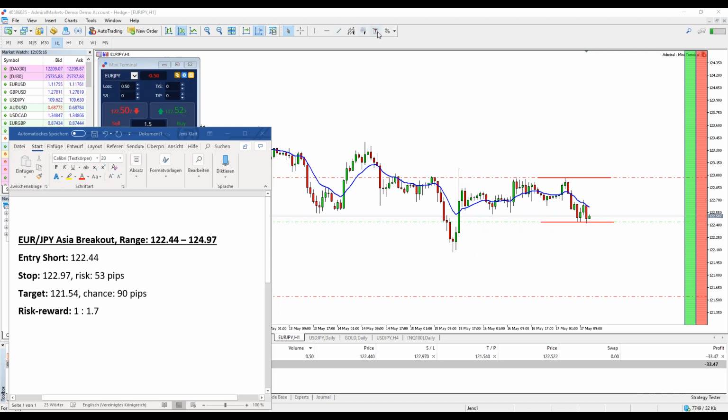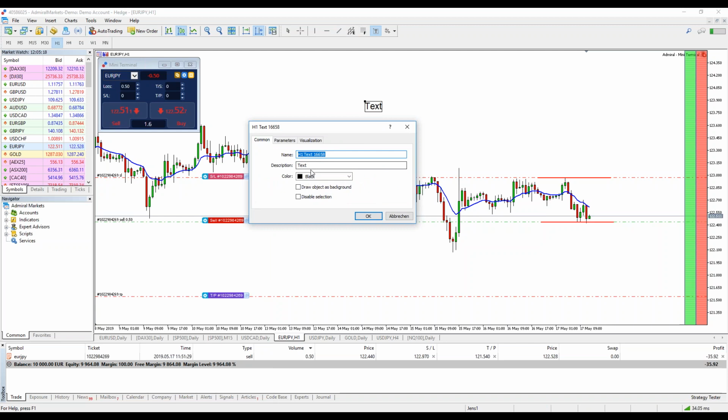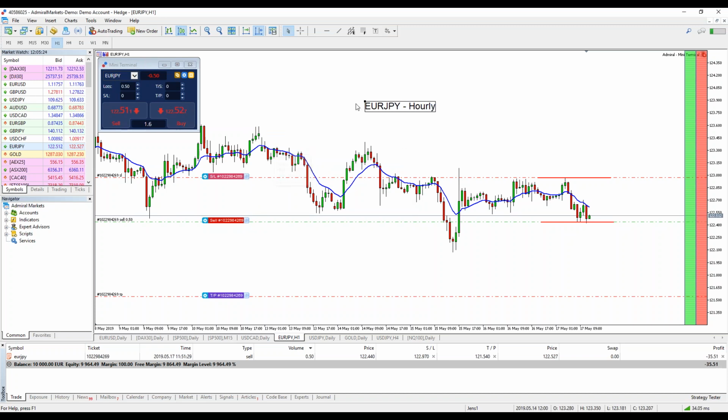Oh, by the way, I'm really sorry. Let me put this into the chart so that you can see the time frame too. I think this is very, very important to know. So it's the EURJPY hourly chart.